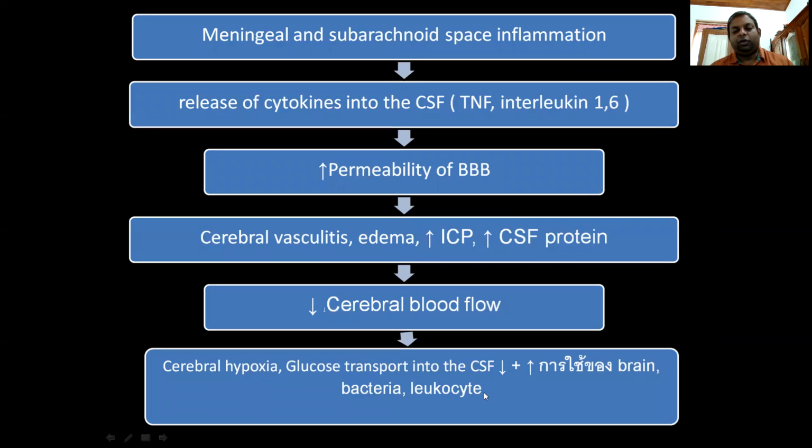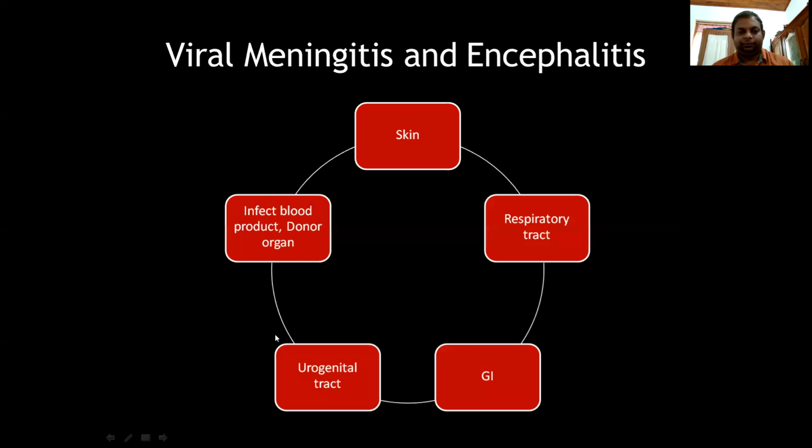And bacteria and leukocyte count also high. Viral meningitis and encephalitis. So how the route has, like skin, respiratory tract, GI tract, urogenital tract, infect blood, to donor organs, whatever it can go.